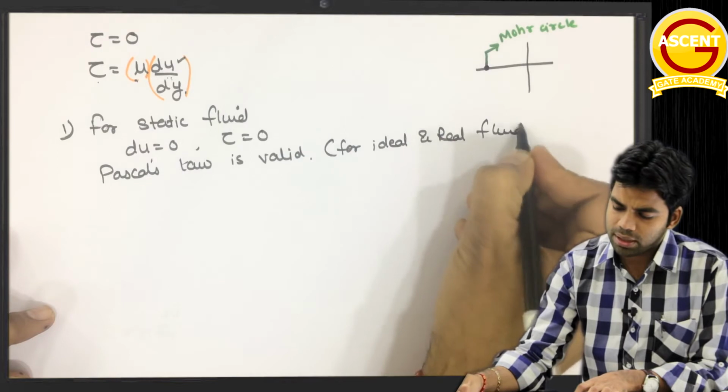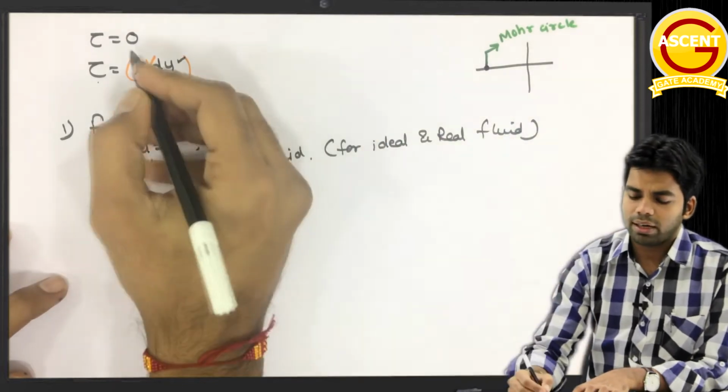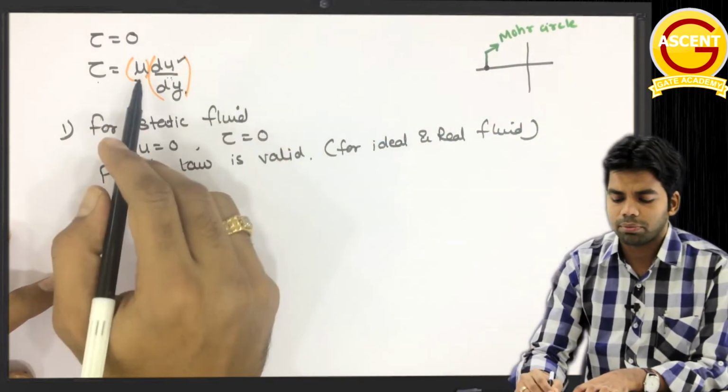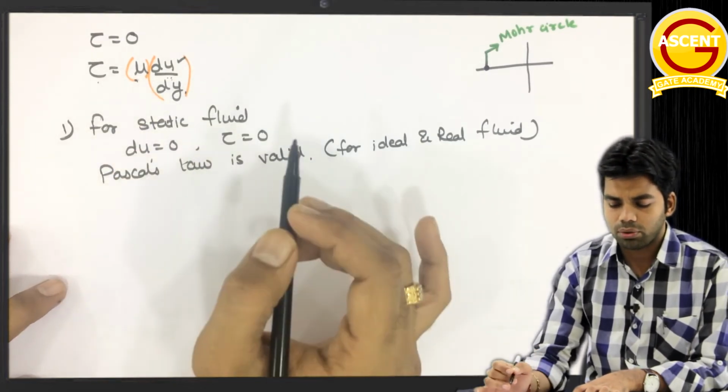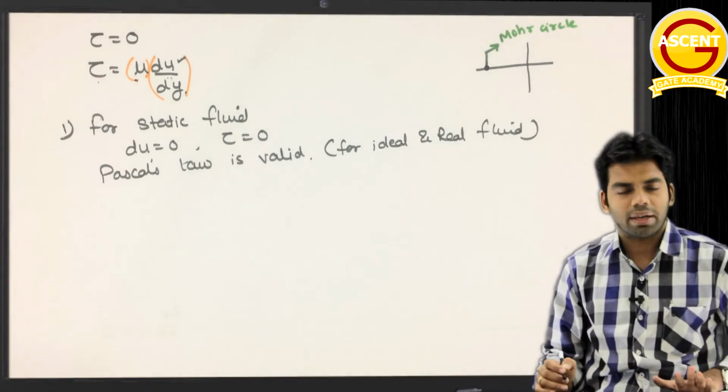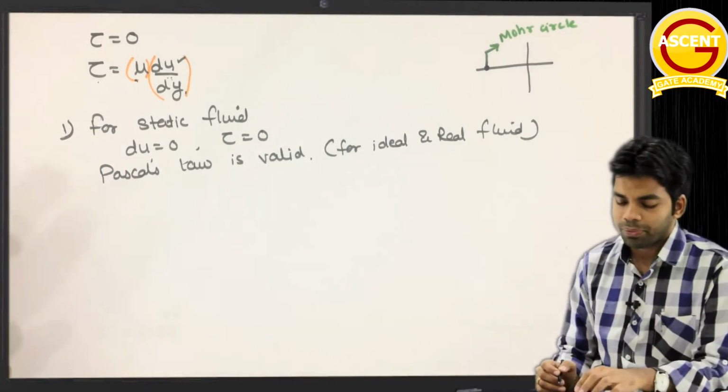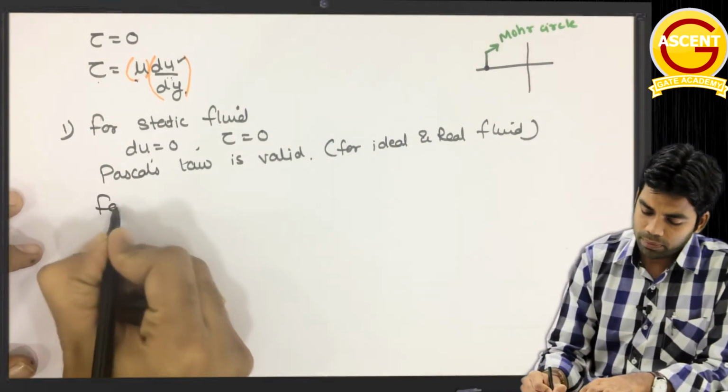Why am I saying ideal and real fluid? For ideal fluid mu is equal to 0, for real fluid mu has a certain value, but because du is equal to 0, tau is equal to 0, so Pascal's law is valid for a static fluid. Now, for fluid in motion.